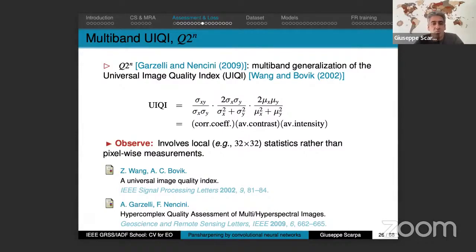Moments are typically computed on 32 by 32 sliding patches. So eventually this index does not account for punctual differences directly, but it rather assesses the appearance features through local statistics.